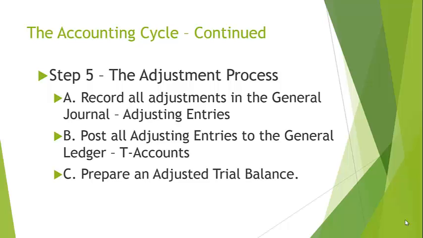Okay, so what is the adjustment process? We have to record all adjustments in the general journal, and they are referred to as adjusting entries. And like before, anytime we do any type of journal entry, it does not matter if it's an adjusting entry or a regular journal entry, we have to post any adjusting entry to the general ledger T accounts. And then we'll have to prepare an adjusted trial balance.